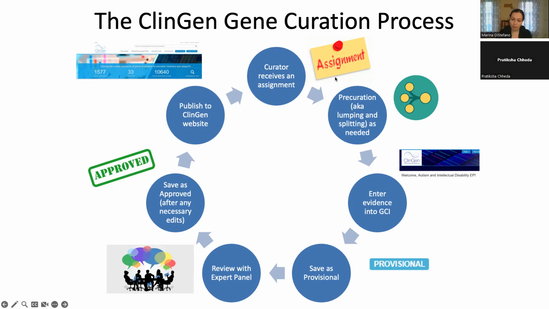So this is performed, and then the full gene curation will happen. At this point in time, you would enter evidence in the GCI, then you would save your curation as provisional, you would present it and review it with the expert panel, make necessary edits based on the discussion, save it as approved, and then it would get published to the ClinGen website. We'll talk about more details of this process.